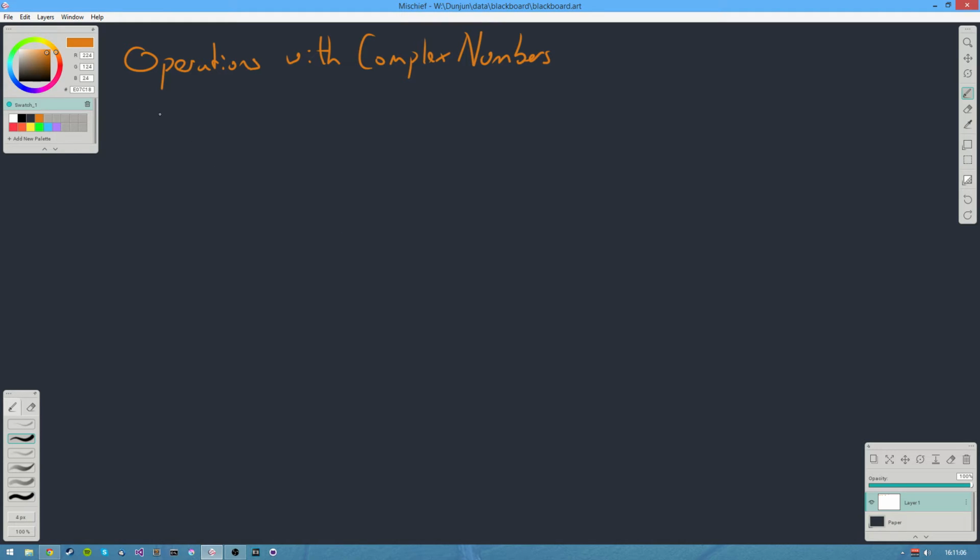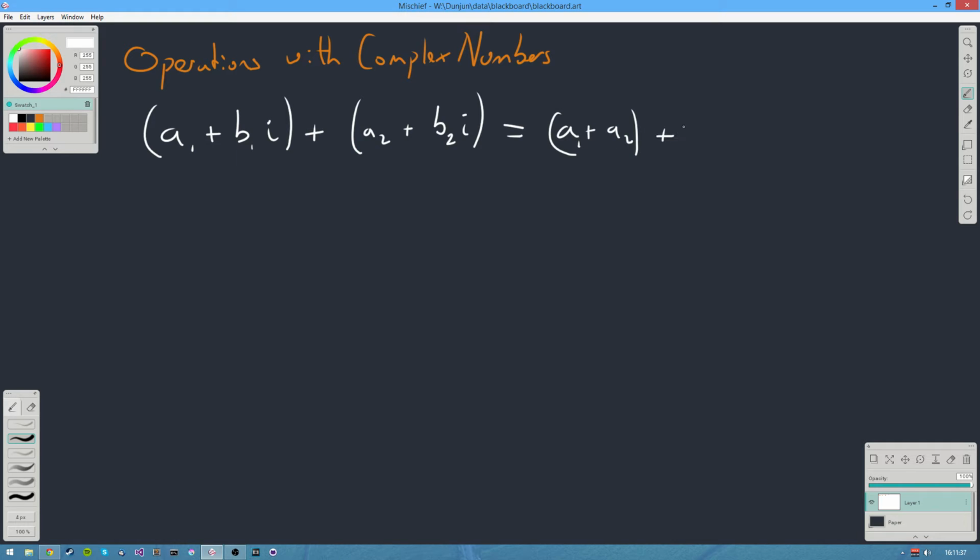Now, the operations we can have are addition and subtraction, and it would work as you may think. So if we had a1 plus b1i added to a2 plus b2i, you just add the real components together and the imaginary components together, so you get a1 plus a2 plus b1 plus b2 i. So that's how it works.